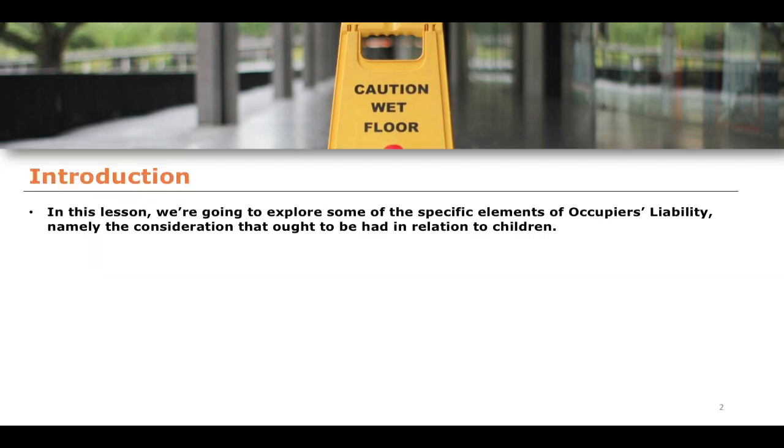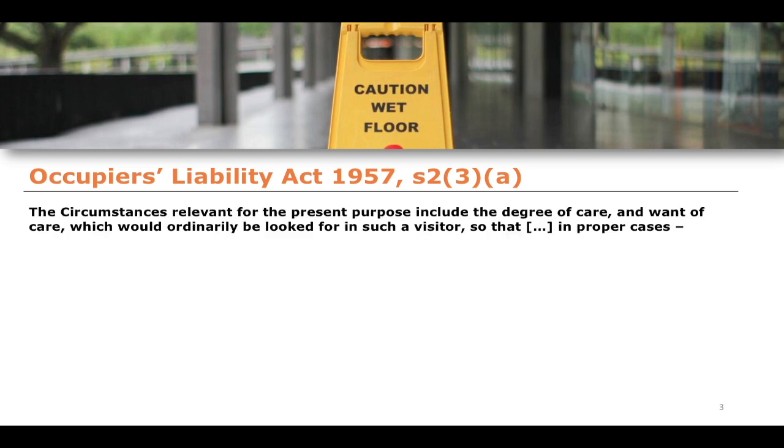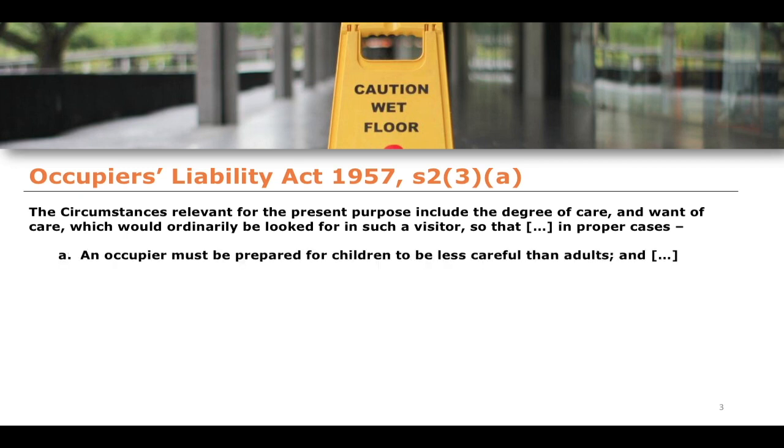So we're exploring some of the basic elements of occupiers' liability, specifically the consideration that ought to be had when we relate the principles of law to that of children. And the Occupiers' Liability Act deals with this consideration specifically. In Section 2, subsection 3(a), we get the fact here that the circumstances relevant for the present purpose include the degree of care and want of care which would ordinarily be looked for in such a visitor, so that in proper cases, an occupier must be prepared for children to be less careful than adults.